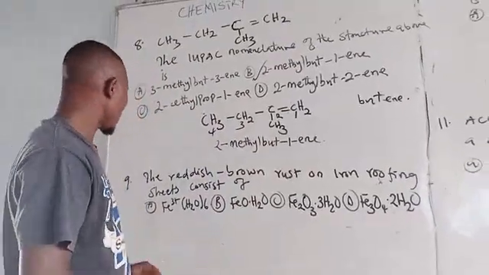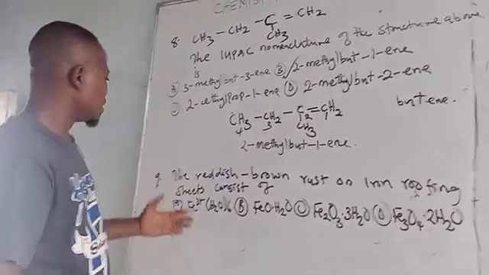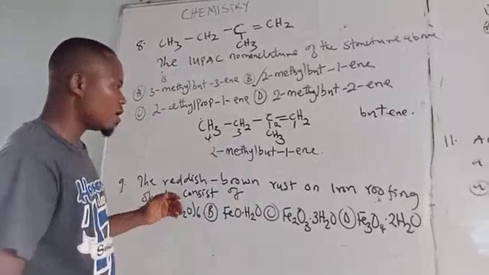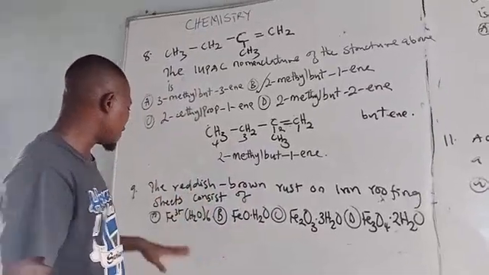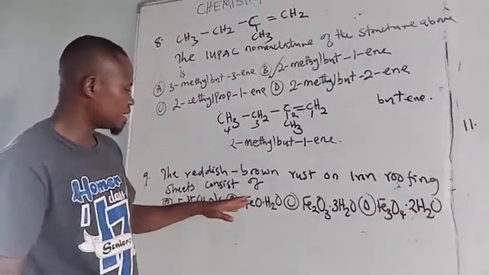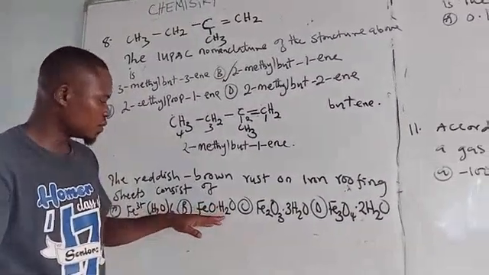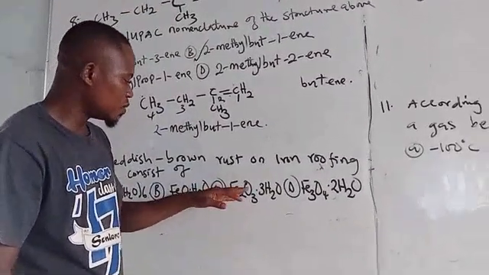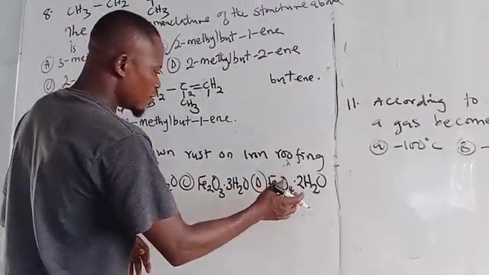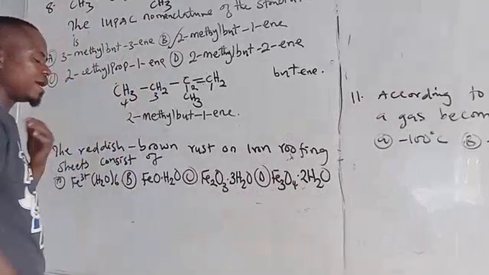2-methyl-but-1-ene. Number 9. The reddish brown rust on iron roofing sheets consists of A, Fe3 plus H2O6, B, FeOH2, C, Fe2O3.3H2O, D, Fe3O4.2H2O.